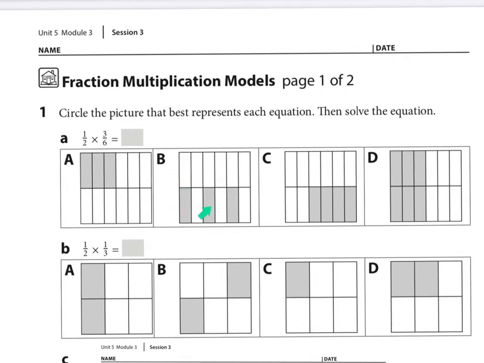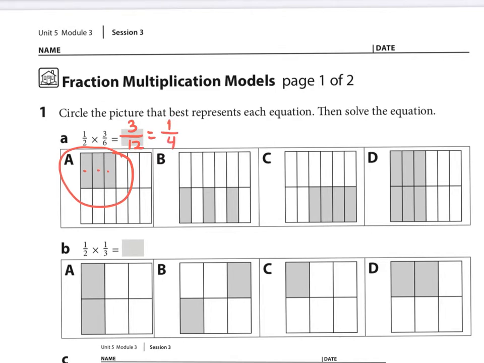Yes, I see the same number of squares are colored in here, but this shows better 1/2 times 3/6. And in this one, too many boxes are colored in. So the correct answer for number 1, A, would be A. And then it says to solve, and the answer would be 3/12 are colored in. 1/2 times 3/6 equals 3/12 because I see 1, 2, 3 is colored in, and there's 12 rectangles altogether. We can also simplify this to 1/4.